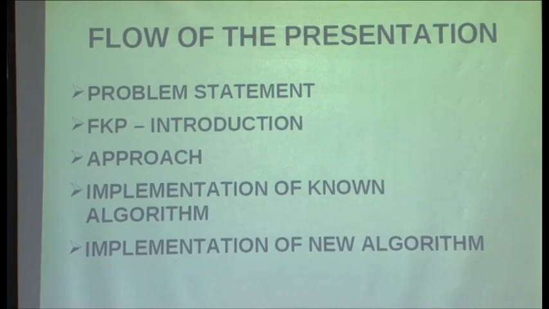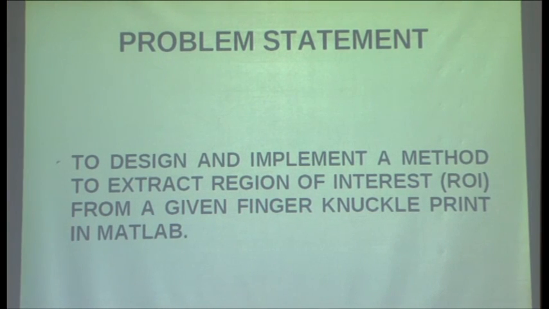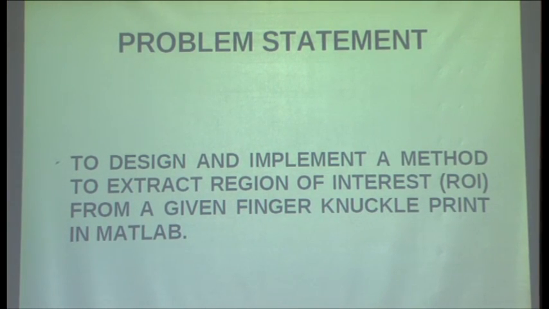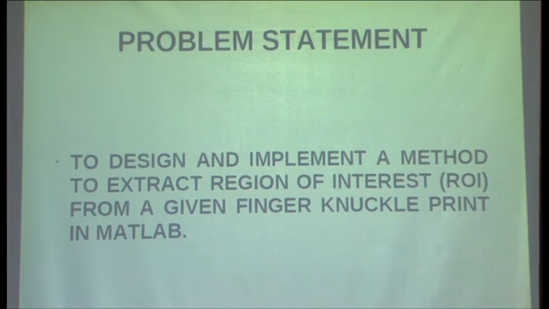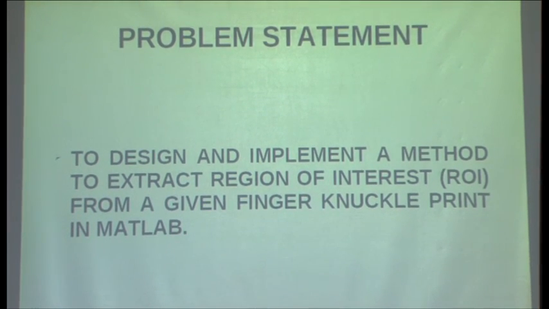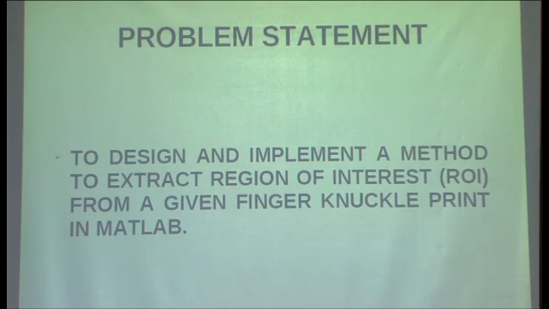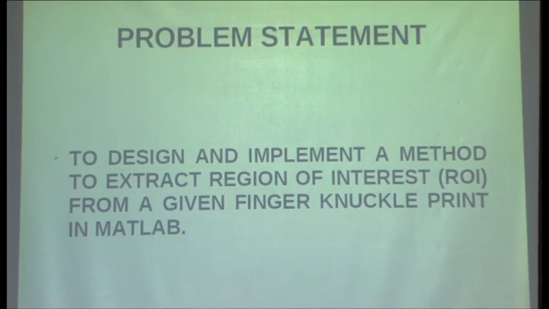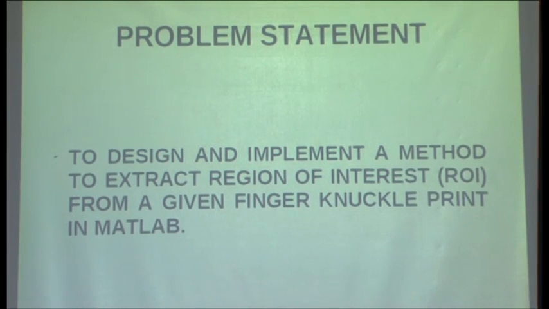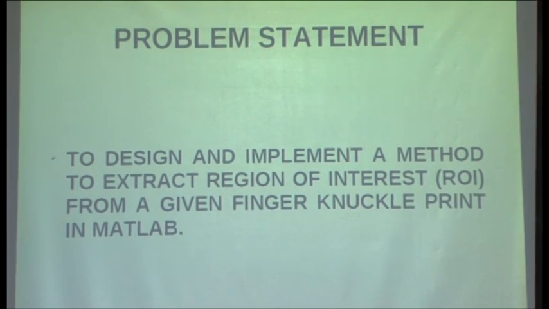This is the flow of the presentation. My problem statement is to design and implement a method or an algorithm to extract the region of interest in a finger-knuckle print image. So that means you are looking for automatic ROI. Yes, automatic ROI. I will give you the figure of the back side of the hand that you will be detecting. Now the condition is that I have to extract only the finger-knuckle print.